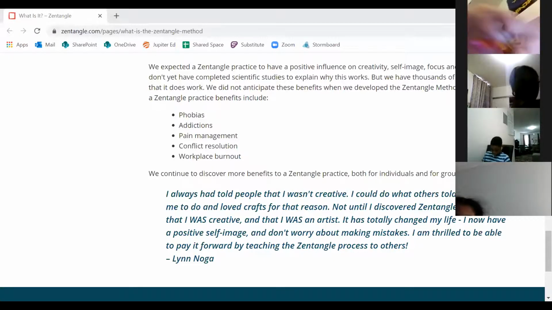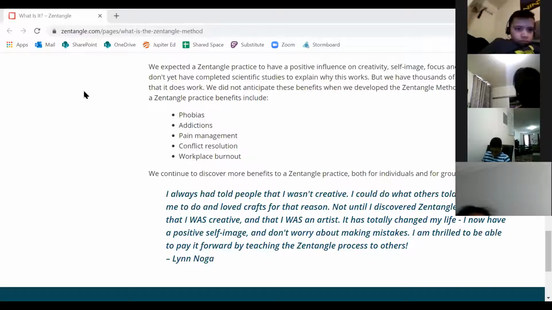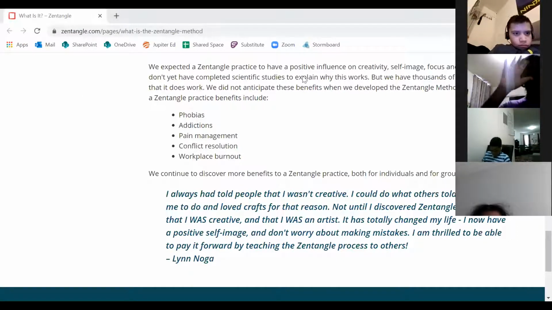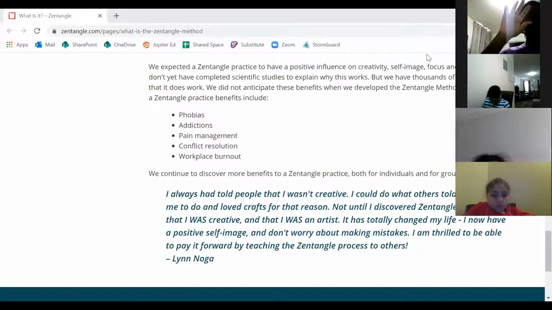Okay, awesome. Who can read those bullet points for us? What are the benefits they say? They don't have any scientific proof, but what are the benefits that they're saying happens when you draw Zentangles? Rachel.